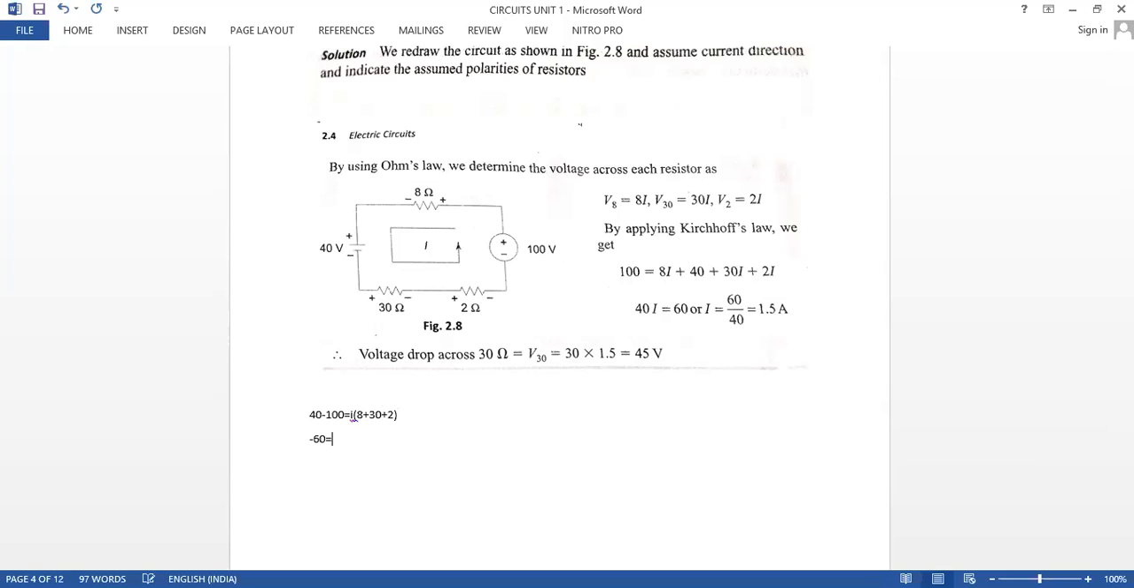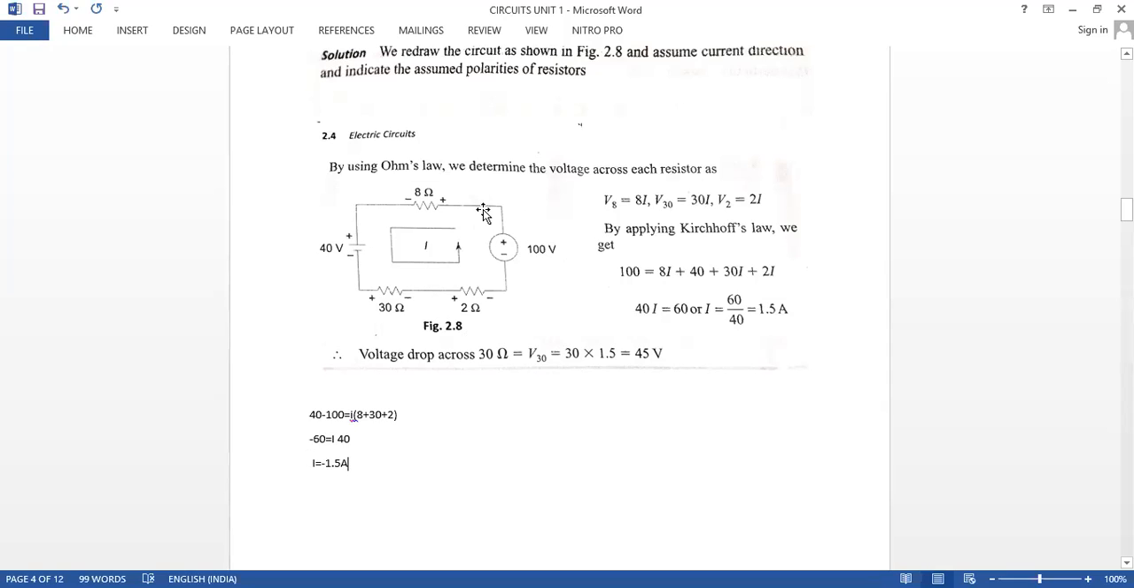Minus 60 is equal to I into 40. So what is the value of the current? I is equal to minus 60 by 40. How much are you going to get? 1.5.